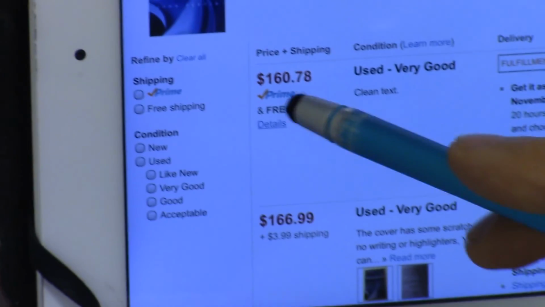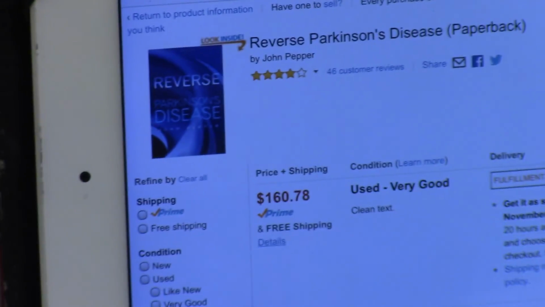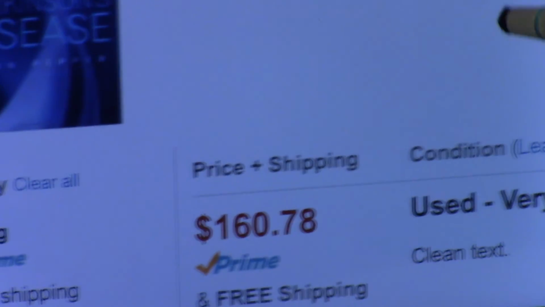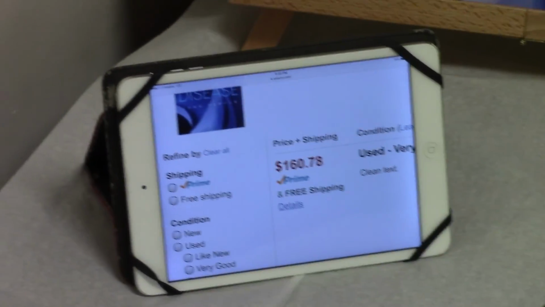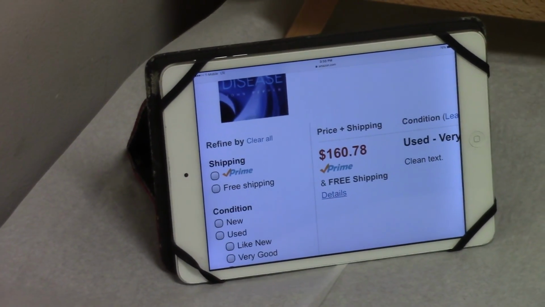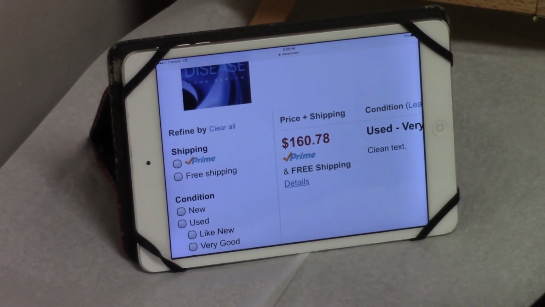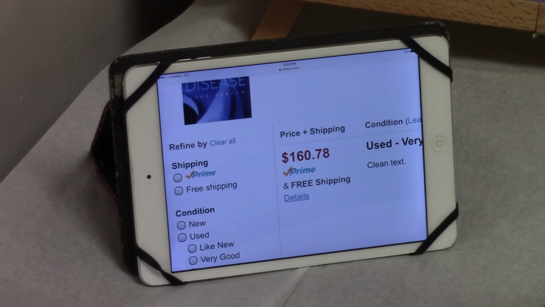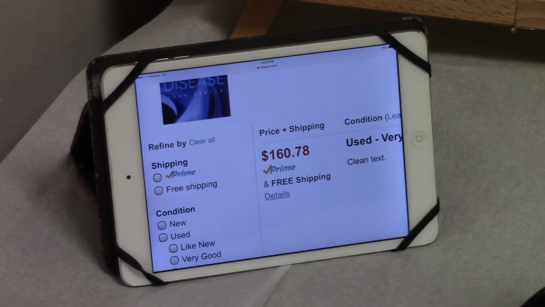Carlos, if you can see it. Basically, this is the price that I paid for it. I paid $160 for it. It was fulfilled by Amazon. I've bought many expensive books in my time, and this is one of the more expensive books that I've ever paid. And I've never minded paying a lot for a book, because I believe that information is the key element that individuals can use to combat any disease that may afflict them.